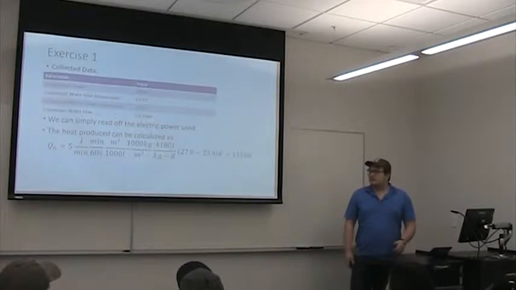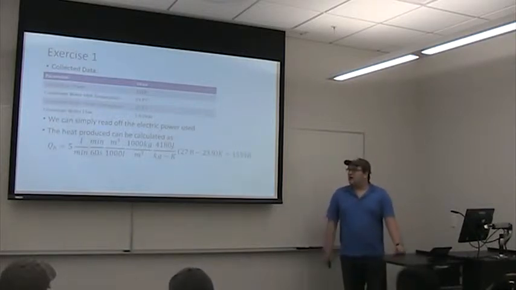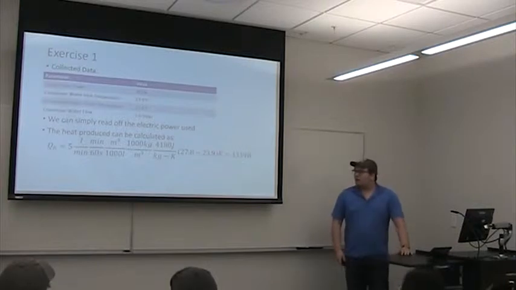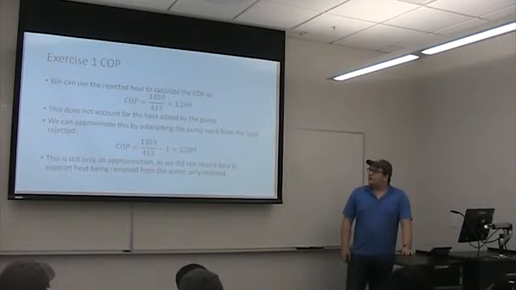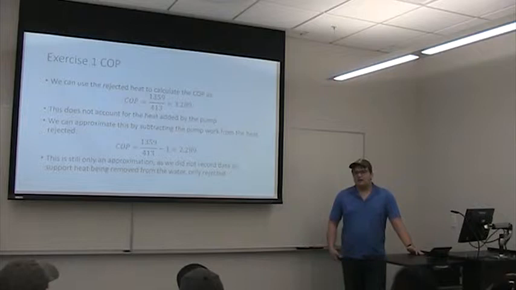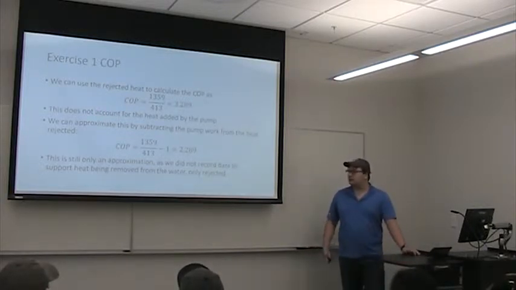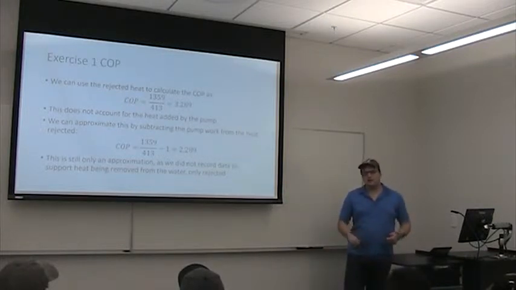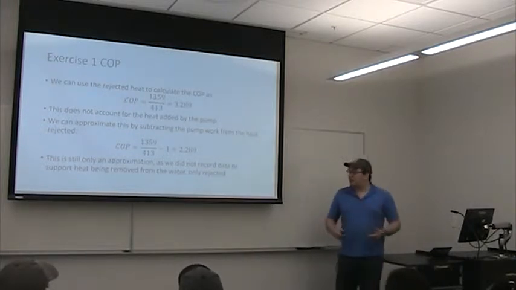So for our first exercise, we recorded a couple of values, including the compressor power and the conditions through the condenser. Using that, we're easily able to find the power and the heat that we rejected out into the cooling reservoir. We can calculate the coefficient of performance by simply dividing those. However, that does not account for the heat added by the pump, so we can simply subtract 1. However, it's important to note that this is an approximation, as we did not actually record any data for how much energy we were absorbing in the evaporator, and as we'll see later, that becomes important.